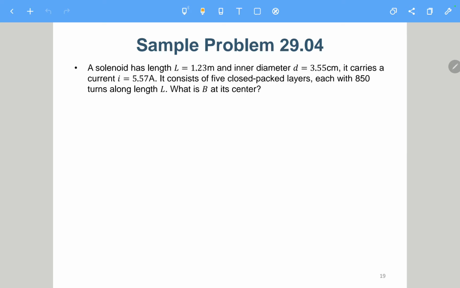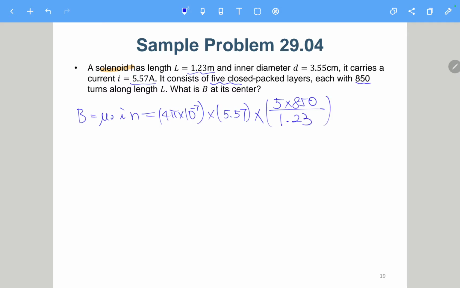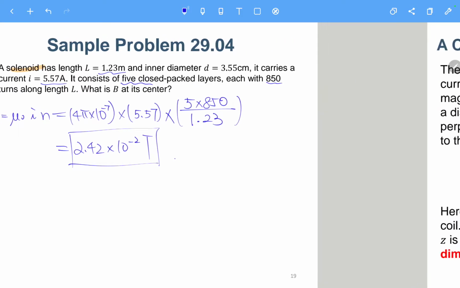Okay, so here, actually this is a solenoid, so we may just make use of B equals mu zero I times small n. Mu zero is 4 pi times 10 to negative 7, and then times I, which is 5.57, and then times n. We have 5 closed packed layers, each with 850 turns, and then the length is this one. So the small n should be 5 times 850, over 1.25. So this is small n. In that case, this is 2.42 times 10 to negative 2 Tesla. Okay, so this is pretty simple.